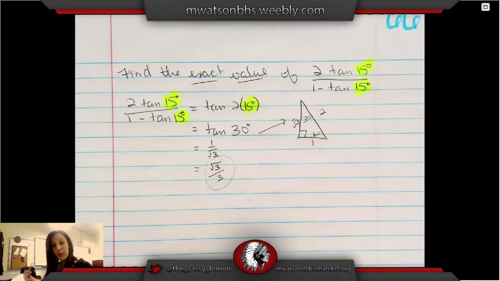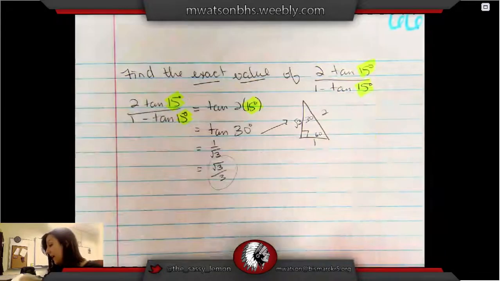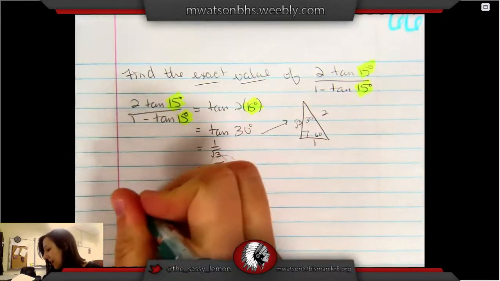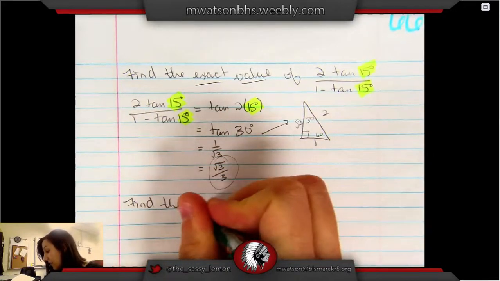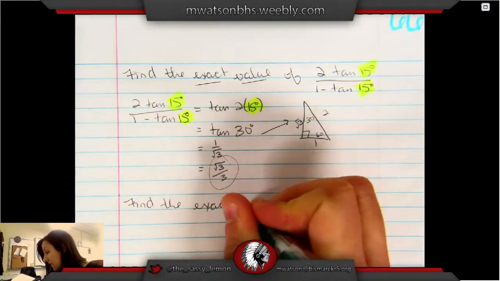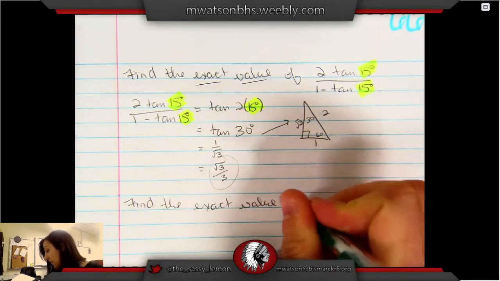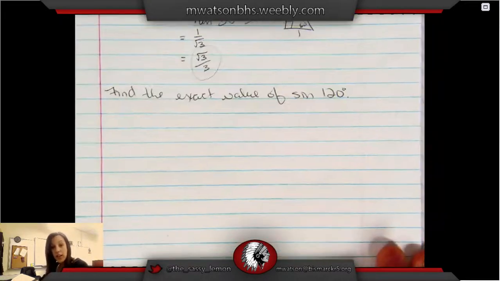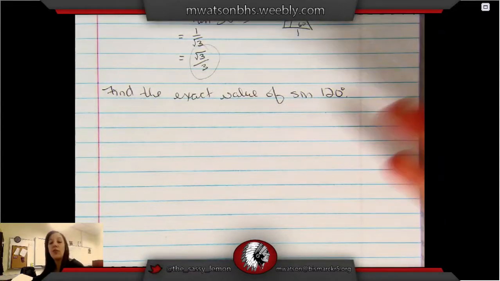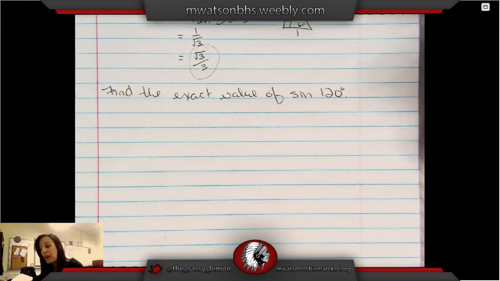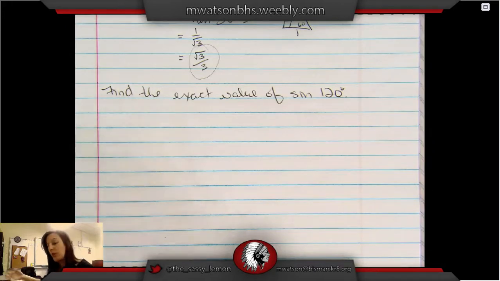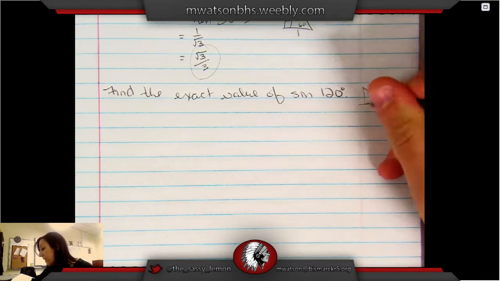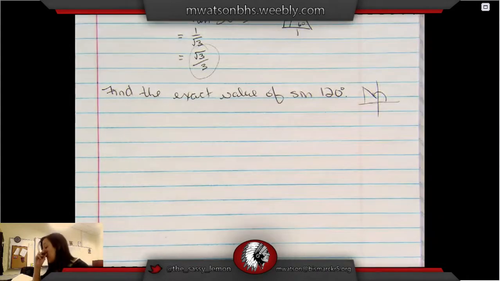So let's find another one. That was working the formula in reverse. Let's work the formula left to right. So we're going to find the exact value of sine of 120 degrees. You can see that's a large angle. We actually could use a reference angle on this, but we can also use one of our formulas. What I mean by that is you could draw it in the second quadrant and do all that, but that's not what this lesson is about.